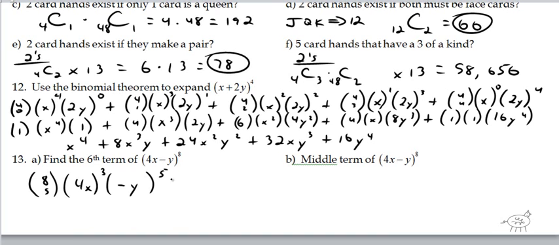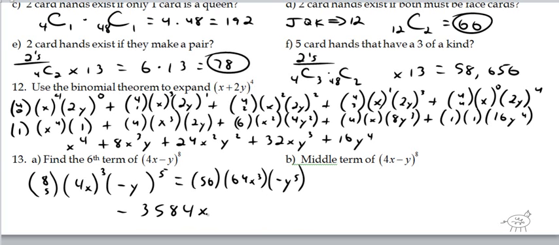So I multiply that out, and I get 56 times 64x cubed times negative y to the fifth. Be careful of negatives and raising to a power, okay? If it's an even power, make sure it becomes positive, very important. Anyway, don't leave it like that. Multiply it all out. We get negative 3,584 x cubed y to the fifth. Okay? Pretty mellow.